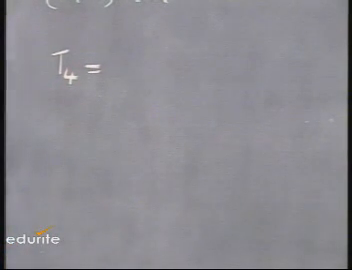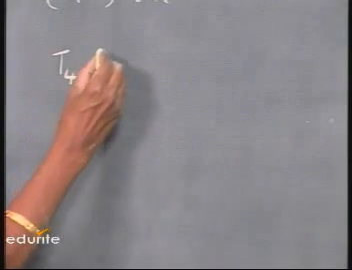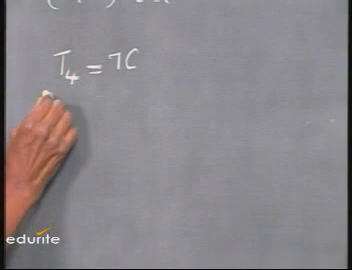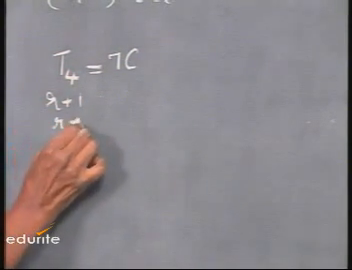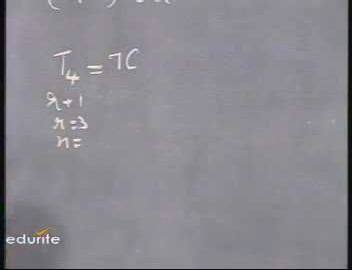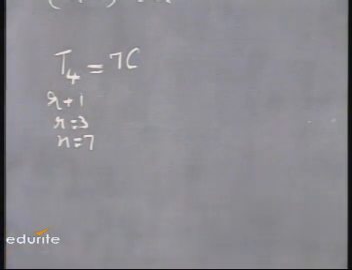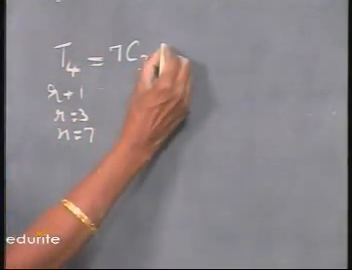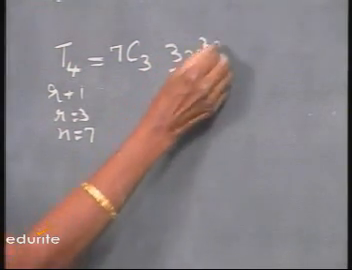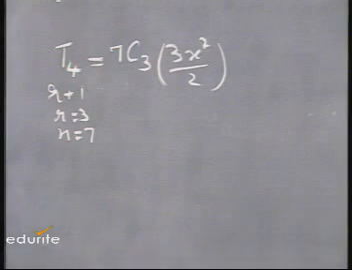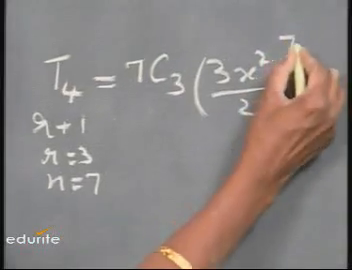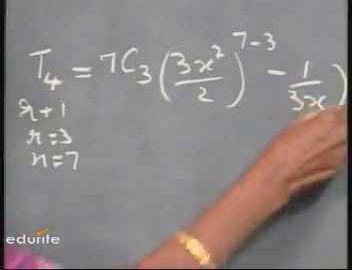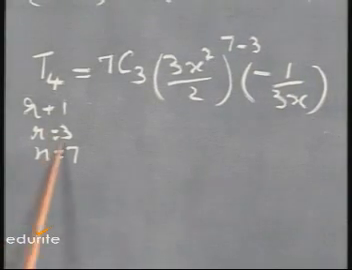Now we have the 4th term. The 4th term will be nCr, n is equal to 7, so 7Cr. Now in this case r plus 1 is equal to 4, therefore r is equal to 3, and since it's to the power of 7, n is equal to 7. So we have 7C3, first term 3x²/2 to the power of n minus r, 7 minus 3, into the second term, which is (−1/(3x)) to the power of r, which is 3.